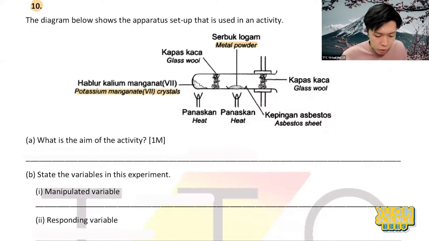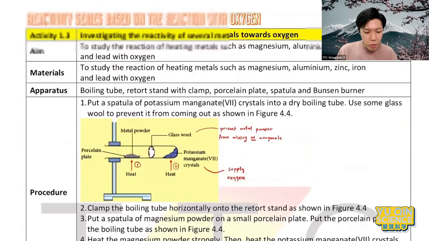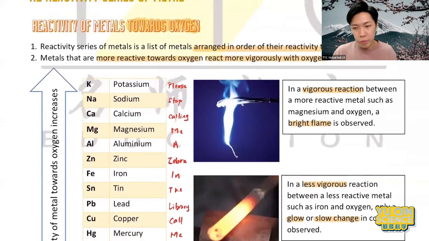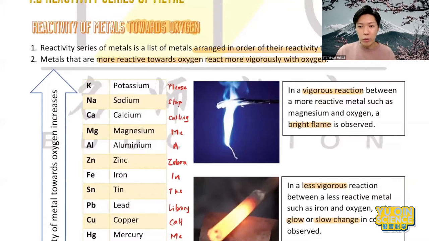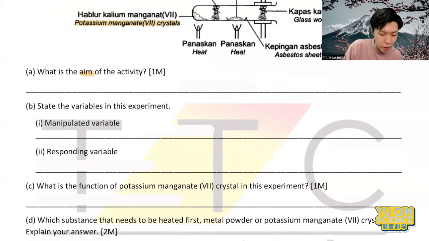Okay. So what is the aim of the experiment? For a very long time, we did not follow the format of experiments. Do you remember what this is? The aim, the starting is always to study the, right? That kind of stuff. So what are we trying to study here? We want to study reactivity towards oxygen, right? We want to see if they are reactive or not reactive. So that's the aim we want to find out. Okay, so there you go. The starting is obvious like that.